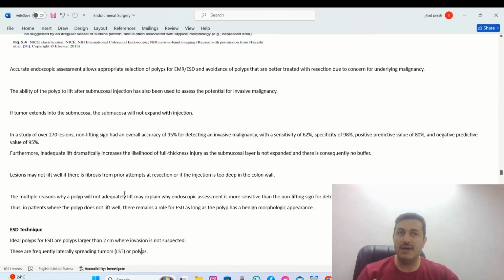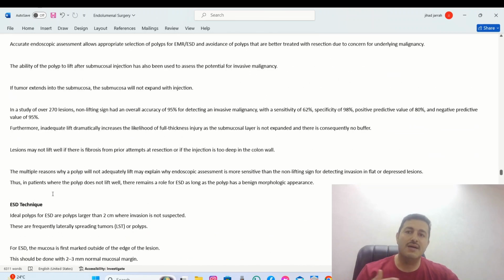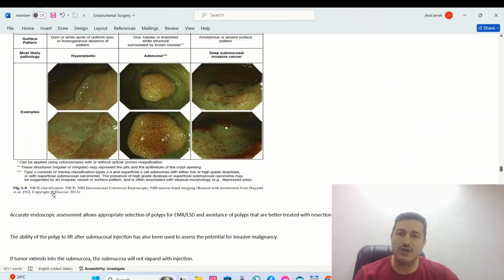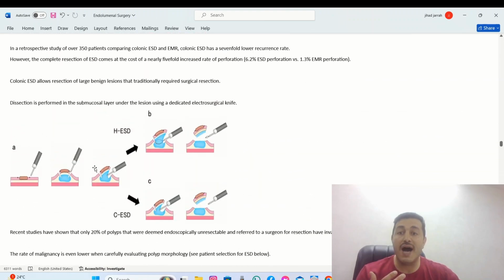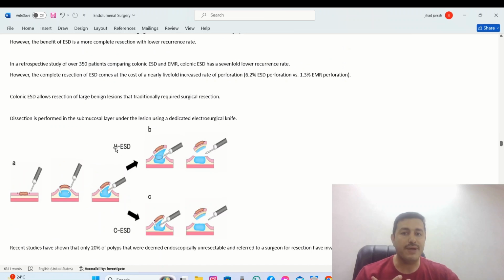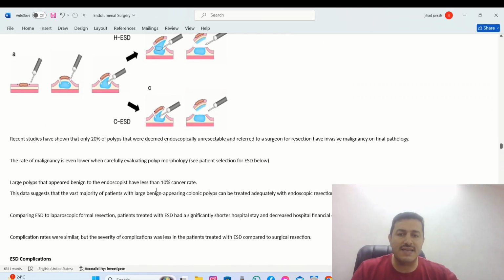We also have the hybrid. What do we mean by hybrid? Once we reach here, we can use a snare. But if we use a snare, it's like a mucosal resection. So this is what we meant by this picture when we talk about the hybrid endoscopic submucosal dissection. Finally they use a snare, but in the classic one, they continue using the knife. Actually, the hybrid procedure is associated with higher recurrence, and this is logical. The classic is better.